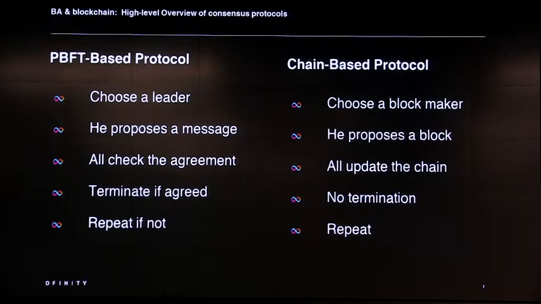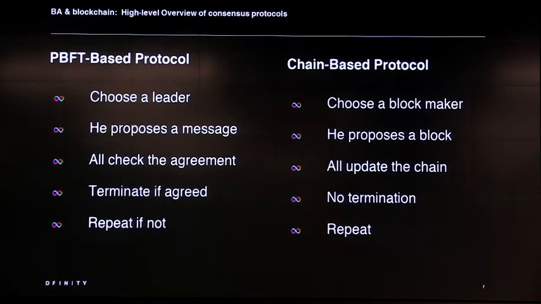So I'm just using the word chain-based protocol or blockchain-based protocol. For instance, we can consider a simple Bitcoin protocol. In PBFT-based, as we said, we first choose a leader. In blockchain, we first choose a block maker. Then the leader should propose a message; here, the proposer proposes a block. Nothing different so far.